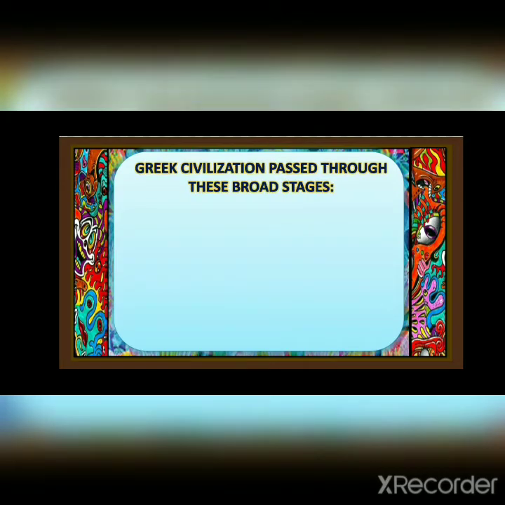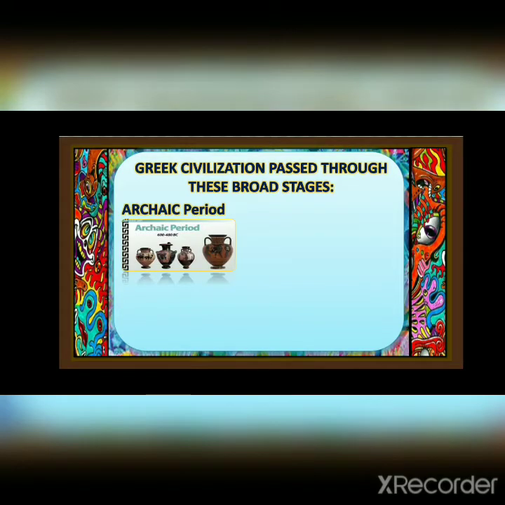So these are in reference to the broad stages of Greek civilization. The first is the Archaic period. During the Archaic period, the Greeks assimilated influence from Egypt. Greek paintings were similar to the style of Egyptian painting.